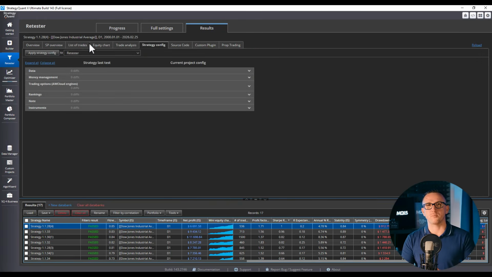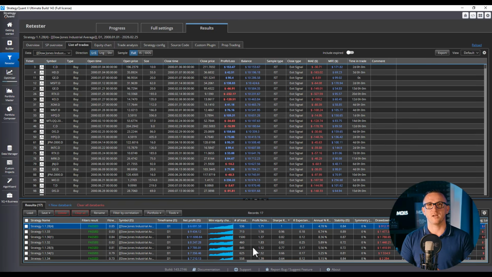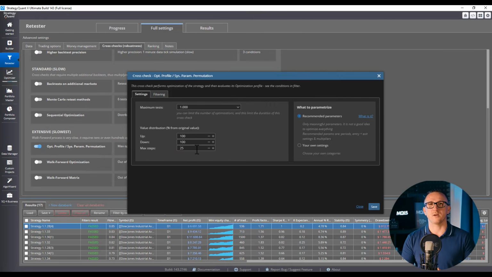There is one more important point. Both Optimization Profile and SPP assume that you are testing all possible parameter combinations. In reality, that is only possible when you have very few parameters. The more parameters you add, the more combinations exist, sometimes millions or even billions. That is why StrategyQuant allows you to limit the maximum tests.